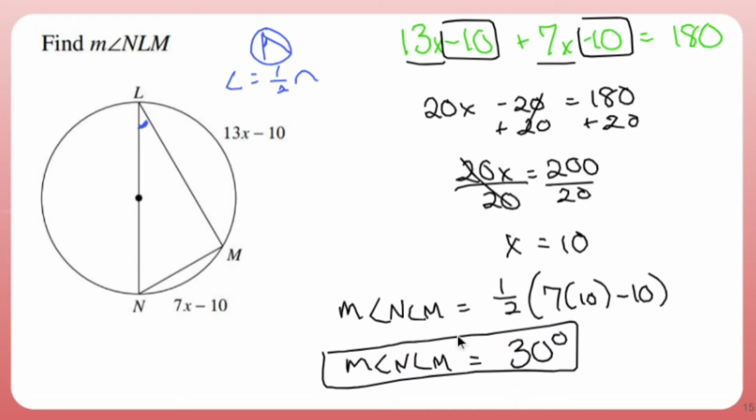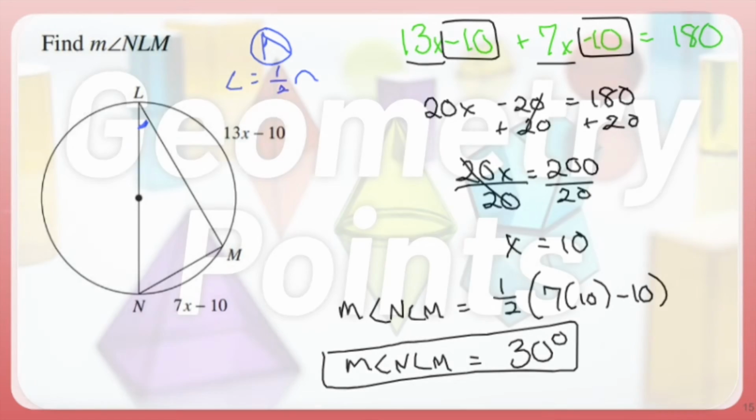That's how you do it, okay? Inscribed angle stuff, and inscribed angles are half of the intercepted arc that they create. I had to do a little bit extra in order to get to that answer, but I had a great time doing it, and I hope you did too.